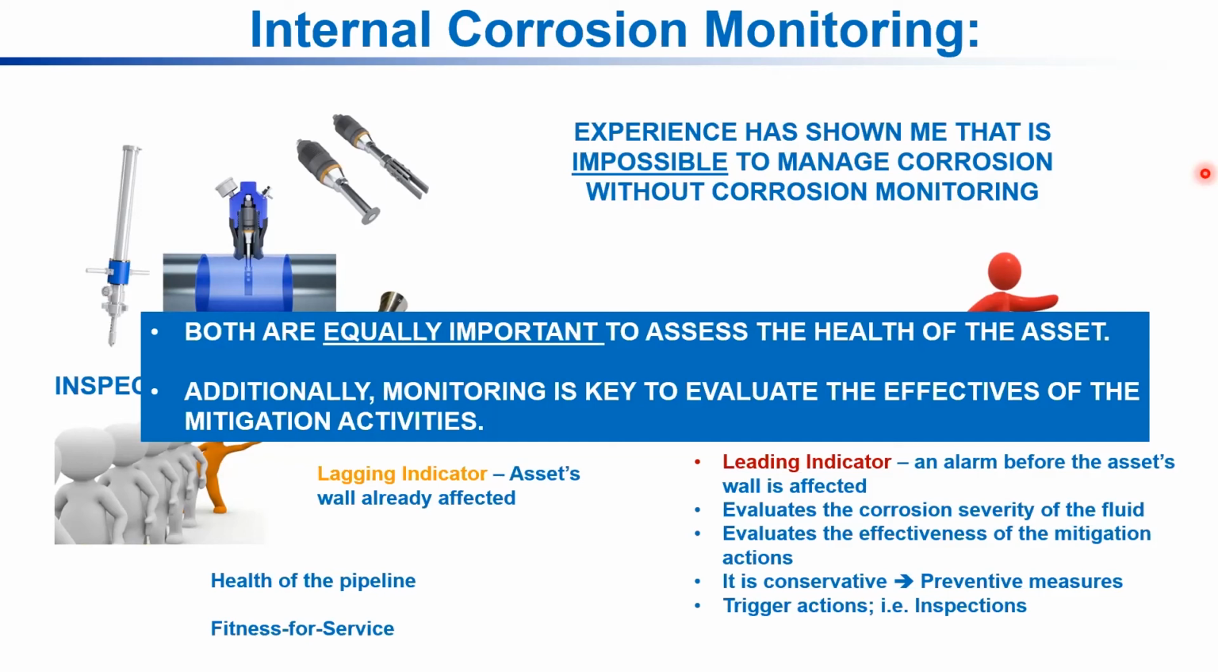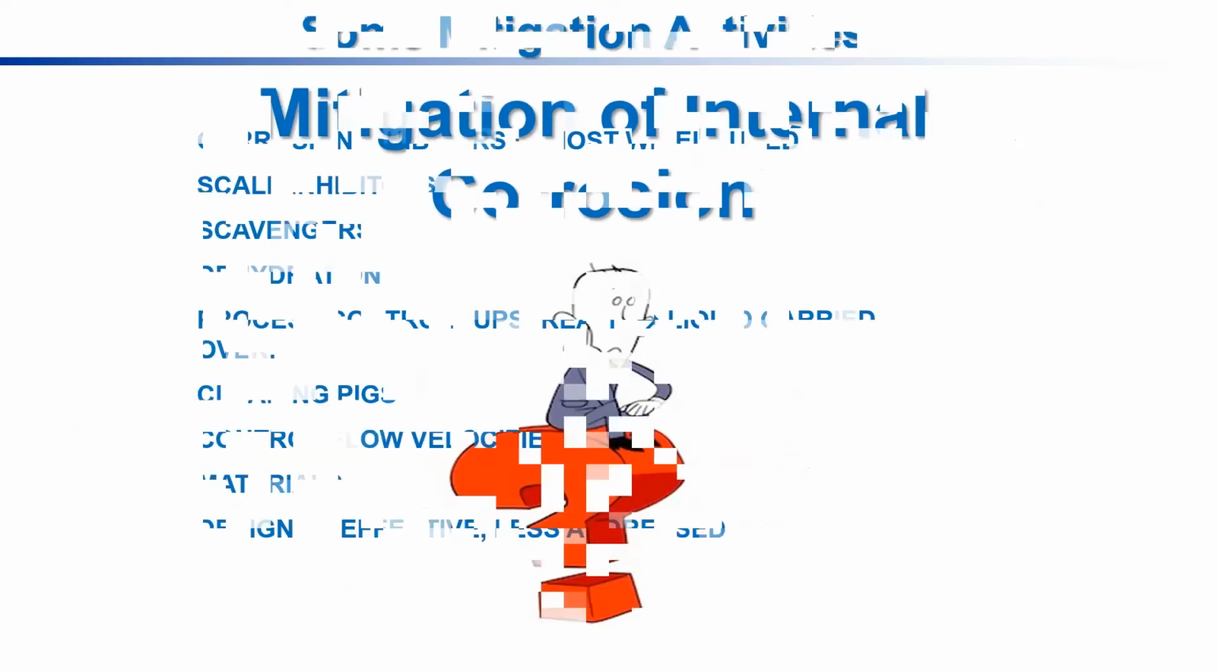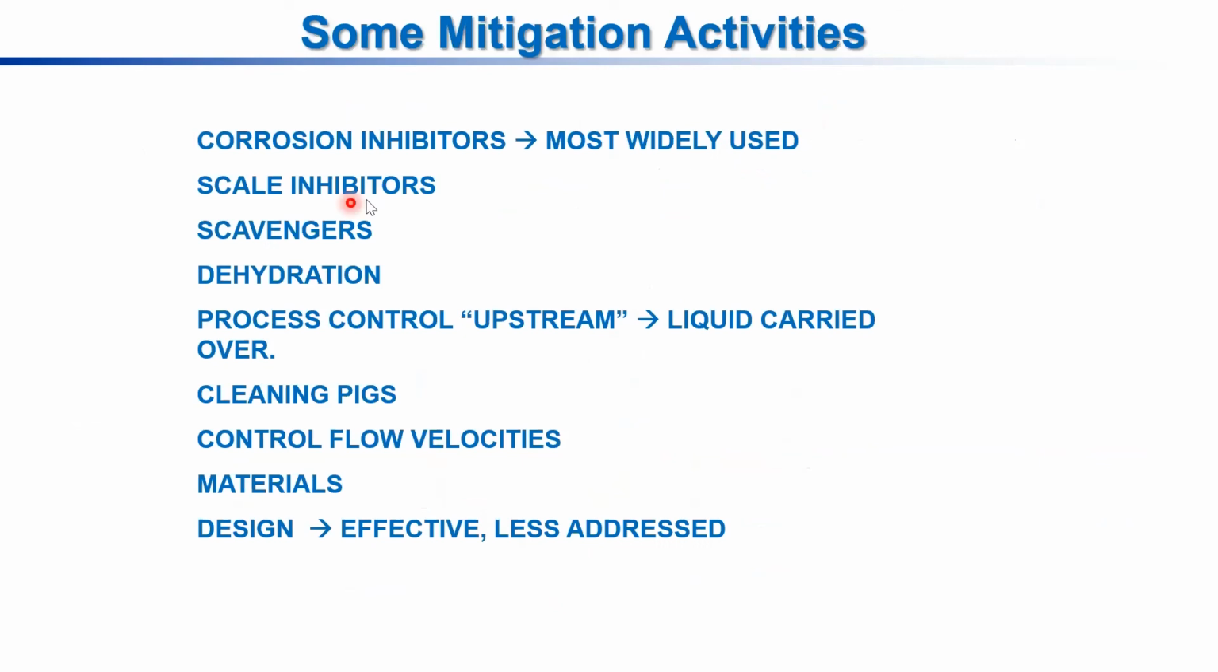I'm going to talk a little bit about examples of mitigation techniques. We have here quite a few examples: corrosion inhibitor, scale inhibitor, scavengers, dehydration, process control, cleaning pigs, control of flow velocity, material design, etc. Let's take this, for example. Corrosion inhibitors, scale inhibitors, scavengers, and cleaning pigs. How do I know if they are working? How would I know a corrosion inhibitor is working, or a scale inhibitor, or the scavenger? I need to monitor. How do I know if my cleaning pig is really complying with the cleanliness of the pipe?